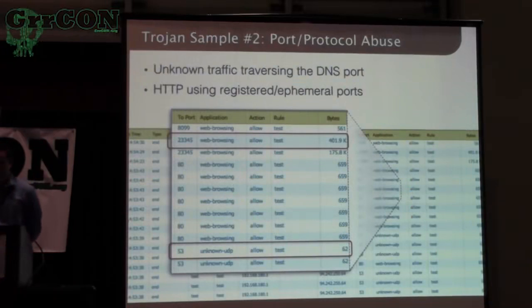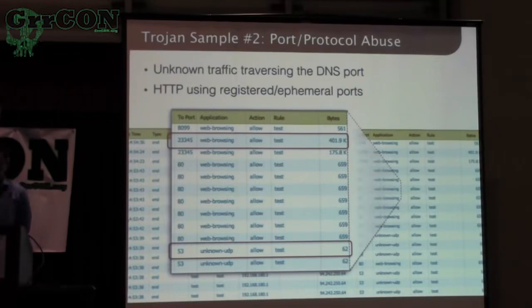Let's take a quick look at one more. We'll call this Trojan sample number 2. We look at the logs that it produces on the firewall, and we see a couple things here that are a little bit out of the ordinary. We see web browsing over the high restricted or ephemeral ports. We also see unknown UDP over the DNS port 53, which is also highly suspicious.